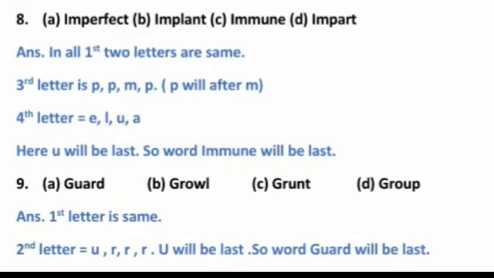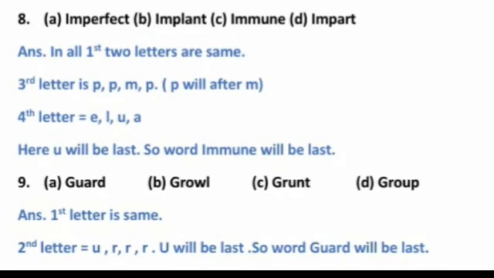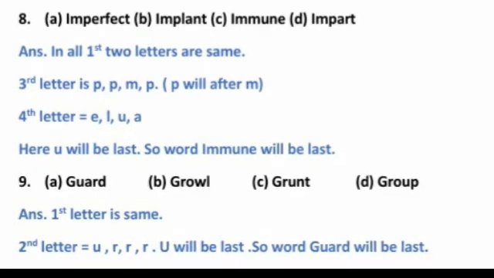Now I am going to question number 9. Here again 4 words are given whose first letters are the same. Now the second letters are given U, R. So U will be the last. So word guard will be the last.